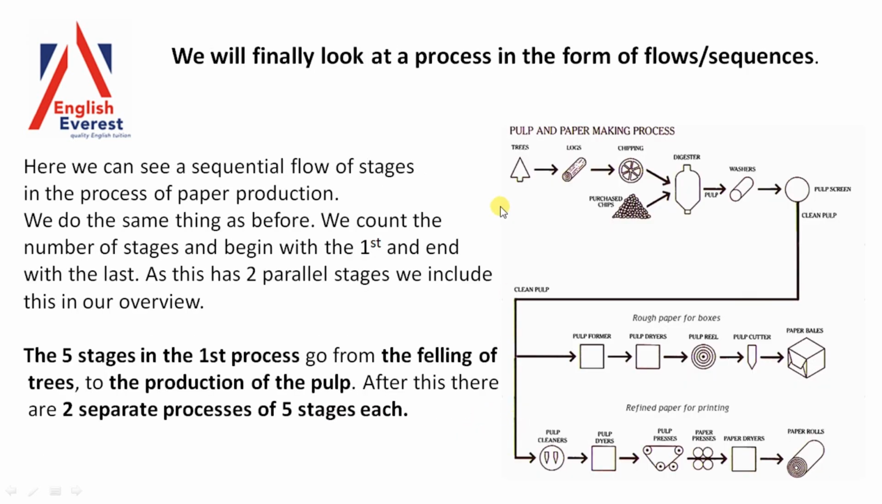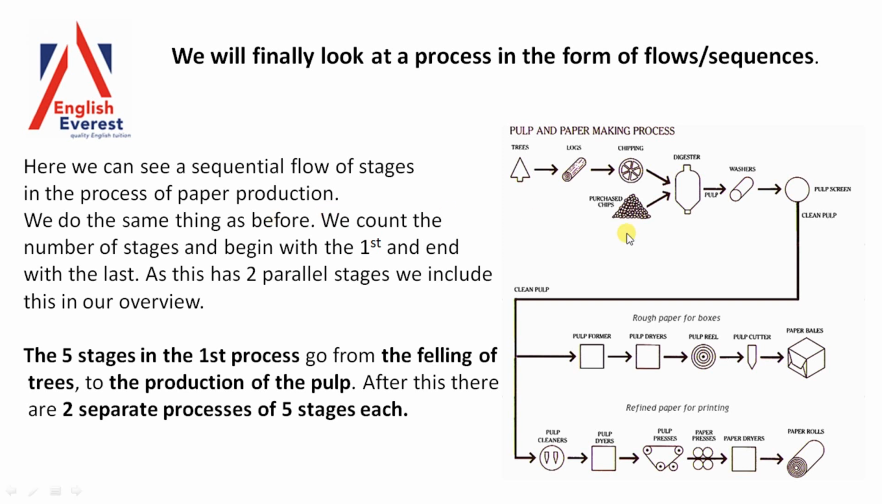And finally, we look at the process in the form of flows or sequences. We can see here that we have a pulp and paper making process. With this process there are many stages, and at one point it splits into 2. Now I've made a slight error here. It's not really a big deal. It's just that I don't want to make the video again just because of this, so I'll explain in a minute.